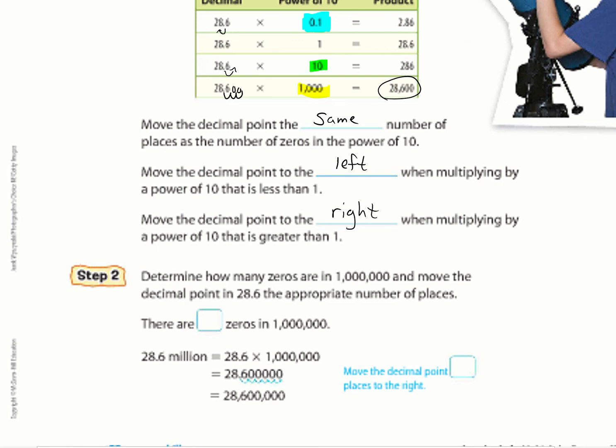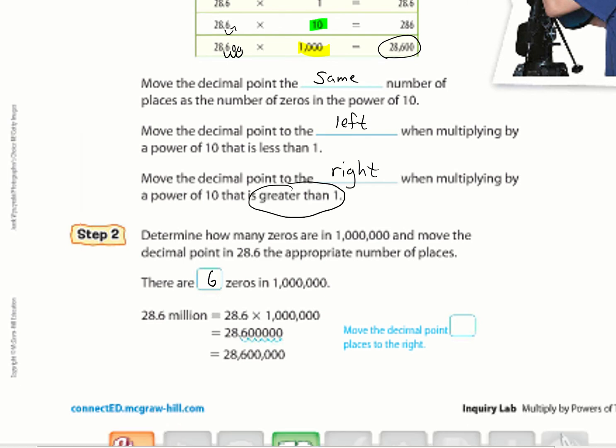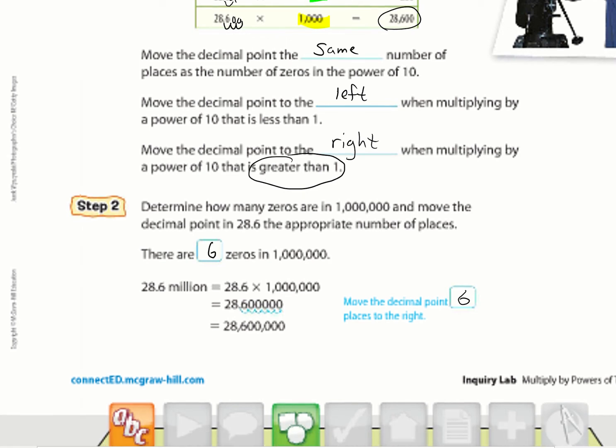So step 2, determine how many zeros are in 1 million and move the decimal point in 28 and 6/10 the appropriate number of places. There are blank zeros in a million. So that means there are 6 zeros in a million. And since this is greater than 1, we are going to move the decimal point to the right 6 times. So we know 28 and 6/10 times a million equals 28,600,000.